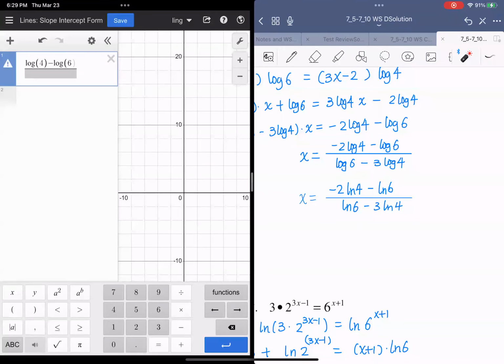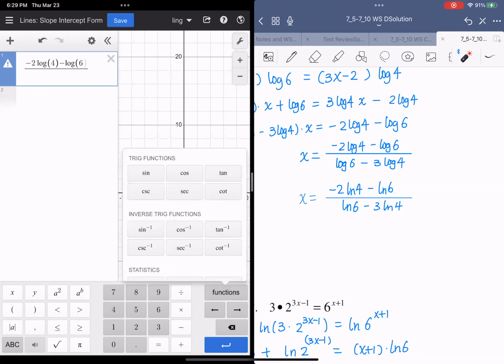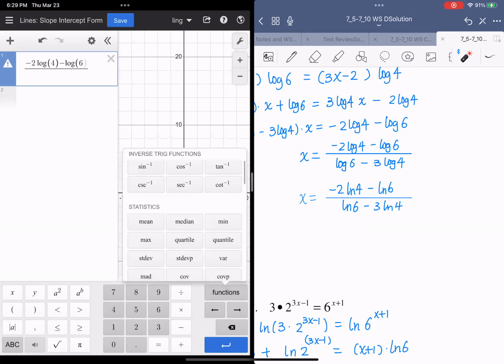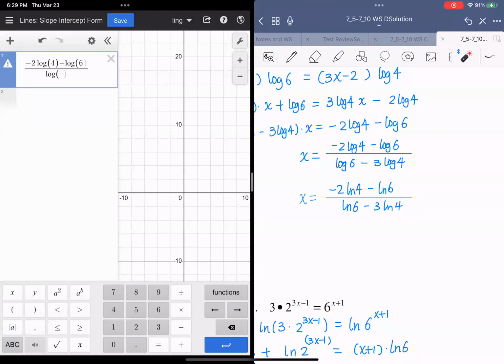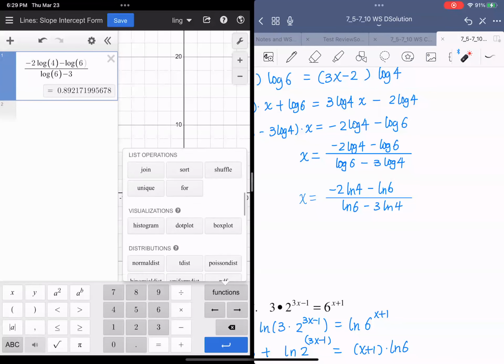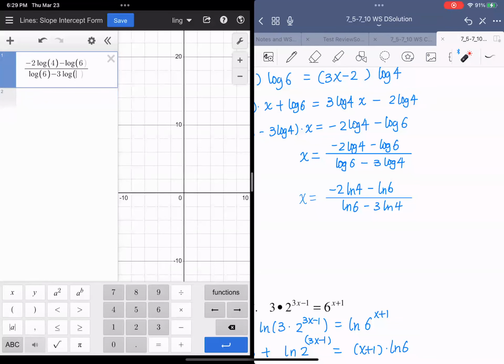Here it's minus, and in front of this is -2 times this. For the bottom, you put log of 6, and then over here it's -3 times this log 4. So you have this expression.